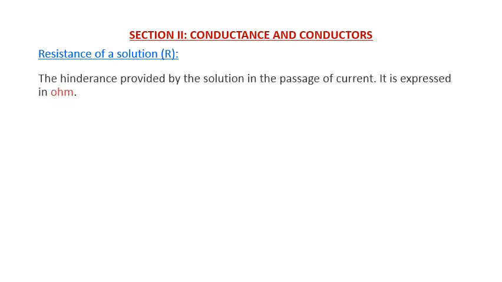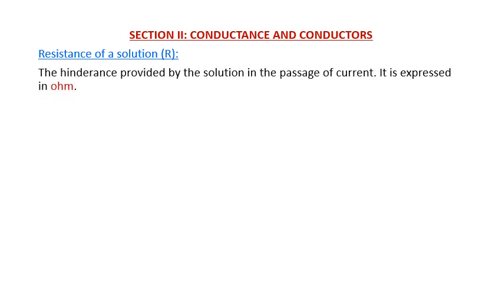Now I am going to discuss section 2 of electrochemistry, conductance and conductors. Resistance of a solution. Now we will see the definition of the resistance of a solution: the hindrance provided by the solution in the passage of current. It is expressed in ohms. Here ohm is the unit of resistance. Generally we know the meaning of resistance.